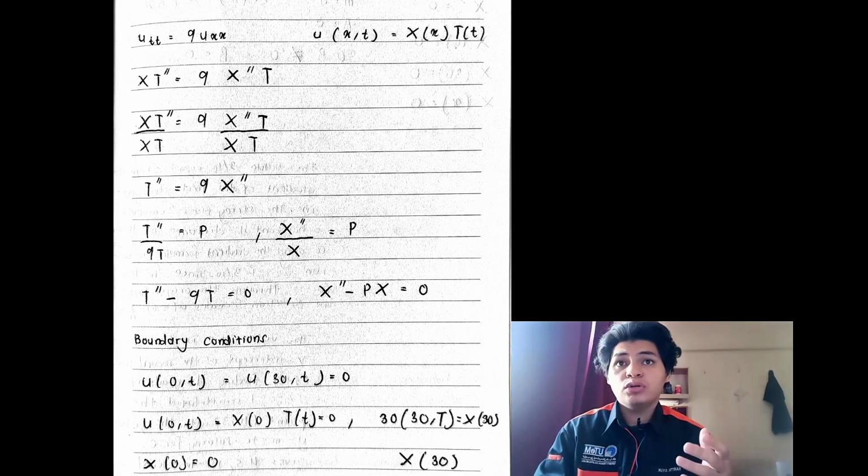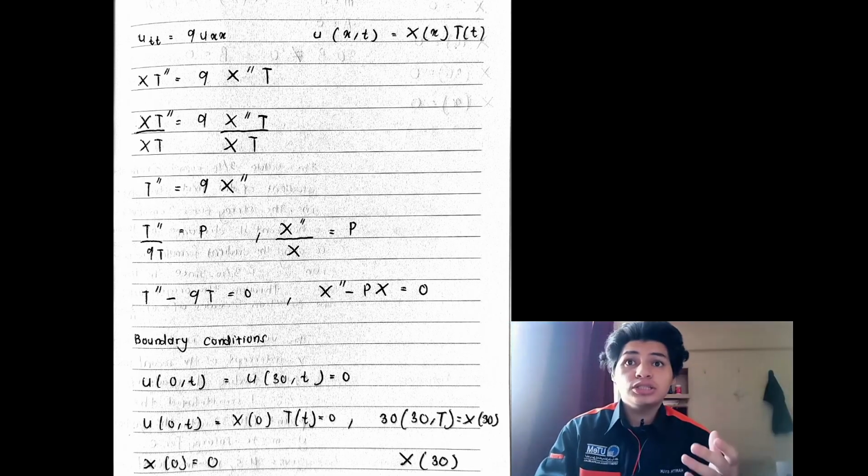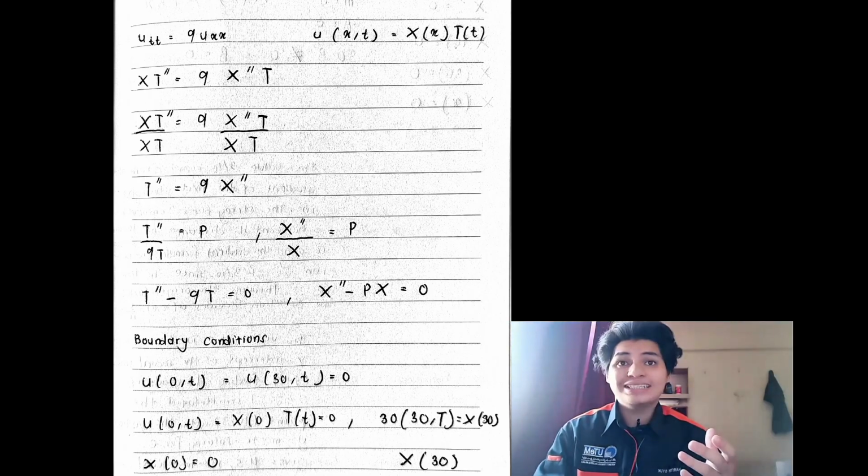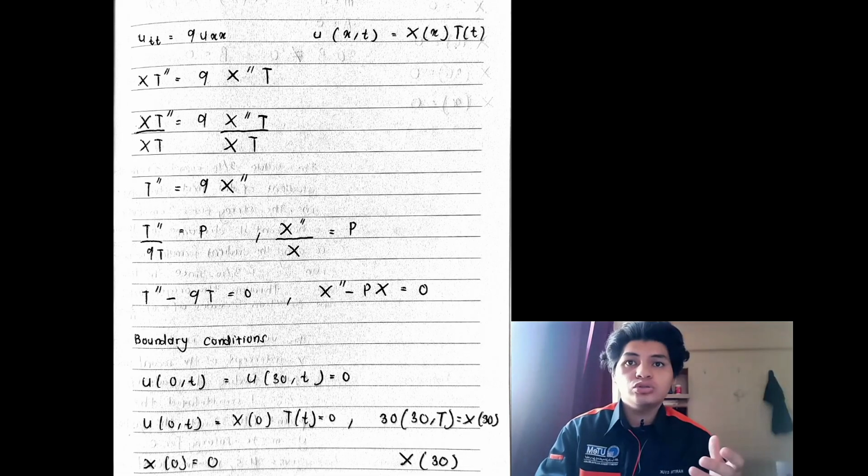I separate the variables to obtain T''/(9T) = X''/X = p, where p is the separation constant. Next, I apply the boundary conditions since both ends of the string are fixed: u(0,t) = 0, u(30,t) = 0. This gives X(0) = 0, X(30) = 0.